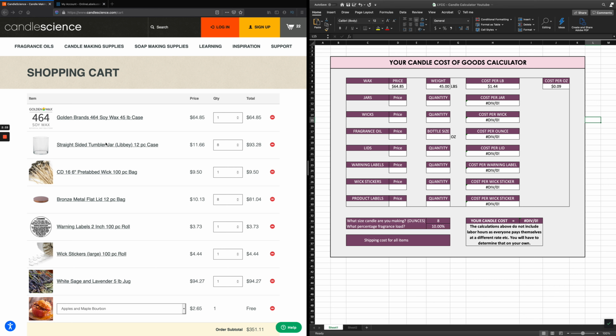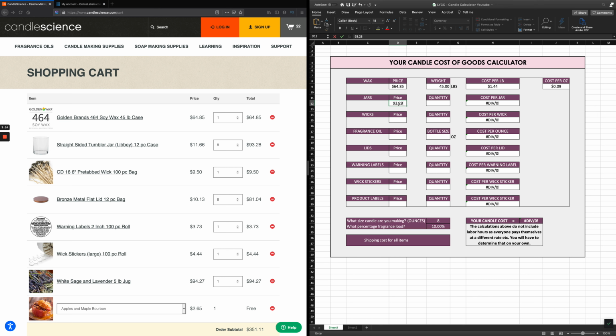The next item we're going to go to is jars. I use straight-sided jars, tumbler jars, the Libby jars. They're very popular. I'm using the clear ones because the clear ones are cheaper than the white ones and the black ones. So in order to make 90 candles, we need 90 jars. 8 cases is 96 jars. We'll have 6 jars left over, which is fine, but it will get us the 90 jars that we need to make this order. That comes out to $93.28.